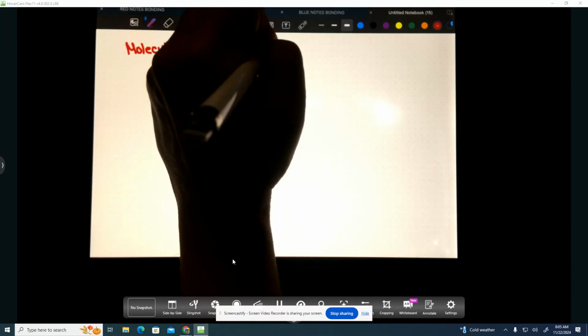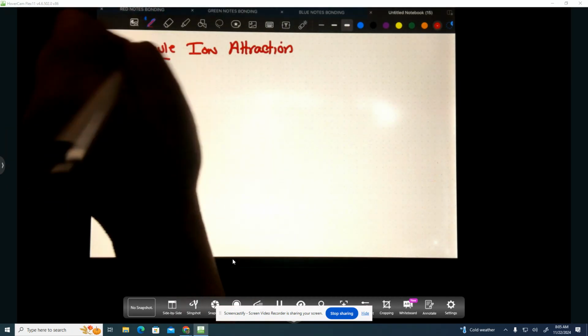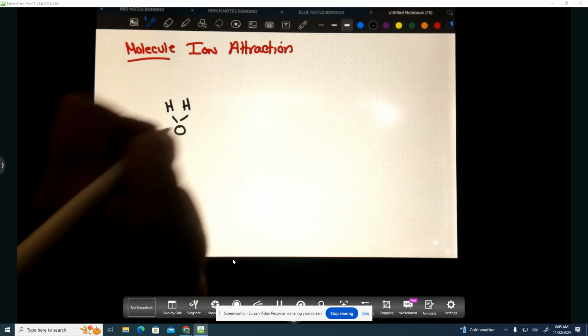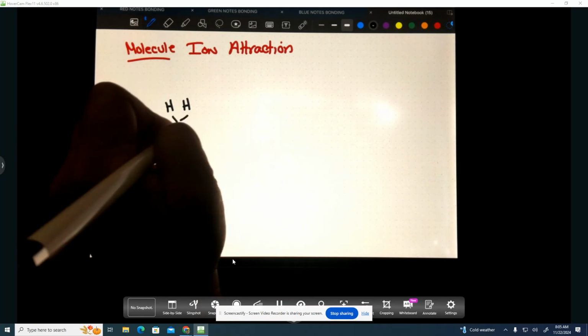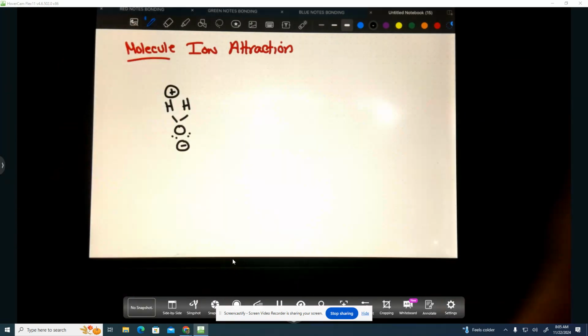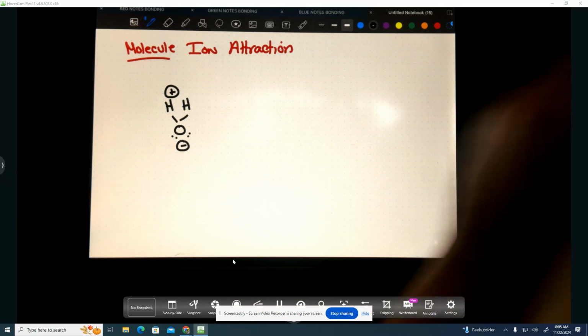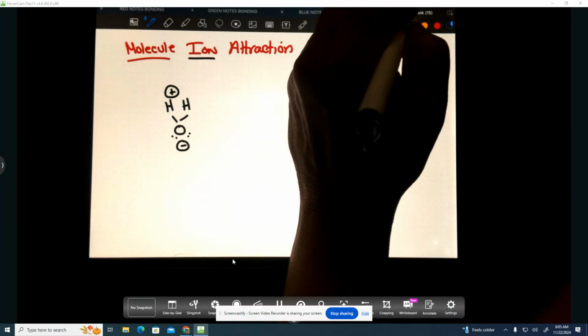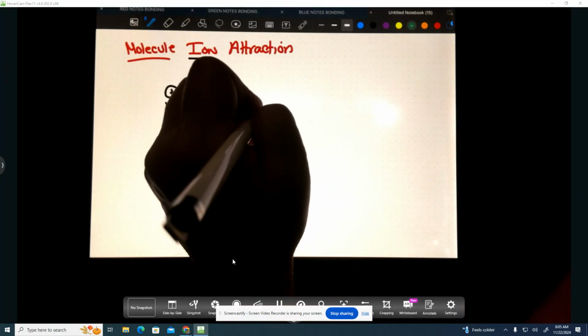Okay. Then the last one was a molecule-ion attraction. It's exactly what it says. You have a molecule, mostly the molecule is going to be water, with oxygen being your negative side and hydrogen being your positive side, because it's polar. Polar bears swim in water. And you're going to have something that has ions in it, some sort of ionic compound. I'm going to make it sodium chloride.